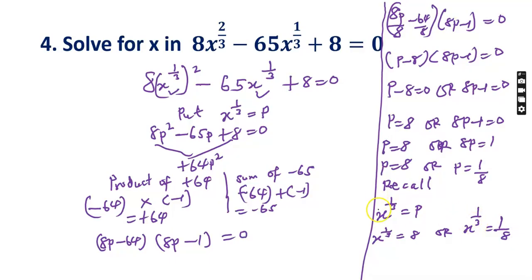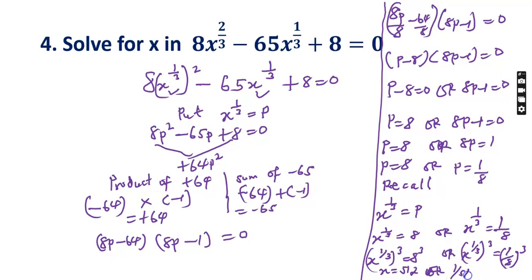So the same thing like we did in example 3, I'll cube both sides. If I cube both sides, I'll have s raised to power 1 over 3, all cubed, equals 8 cubed, or s raised to power 1 over 3, all cubed, equals 1 over 8, all cubed. So the final answer is s equals 512, or 1 over 512. So that's the end of our video. You can pause and watch the video. Thanks for joining us.